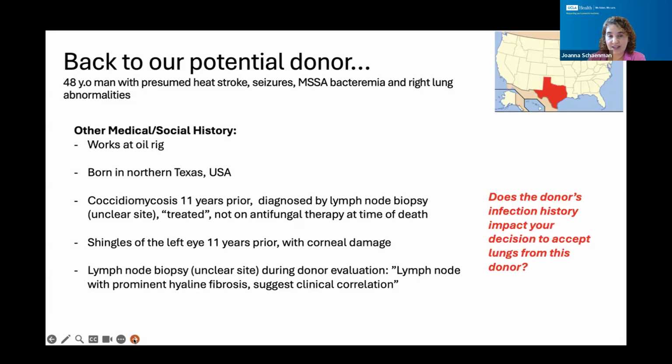Now, we know in medicine that history often repeats itself. So, this combination of Texas, which is in the Southwest, an endemic area for coccidioidomycosis, plus a history of cocci, and now a positive biopsy showing hyaline fibrosis, is all kind of pointing towards maybe this donor does have cocci. I think it's unclear at this point in time whether it's a chronic cocci, like a latent TB situation, or whether the cocci is for some reason reactivating, leading to meningitis due to this fungal infection. So this is definitely going to cause pause. I think, as Dr.